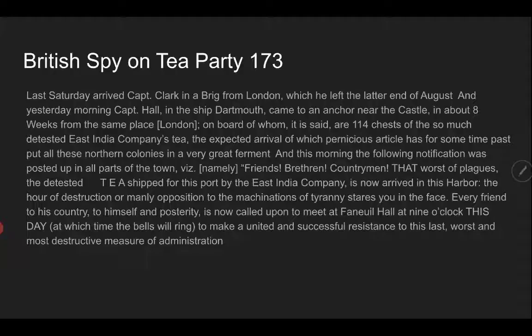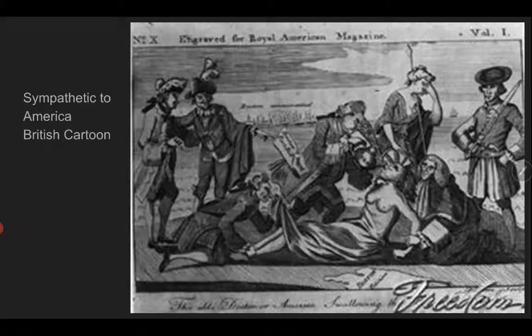They are going to dump this tea into the harbor. This is property damage. So, some of the British were actually sympathetic to the American cause. This is a sympathetic British cartoon that basically shows Parliament raping America, pouring tea down her throat. And they're like, yeah, maybe we're doing the wrong thing. Maybe we should just leave them alone like we did before.